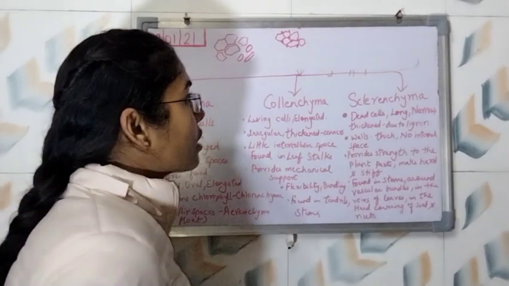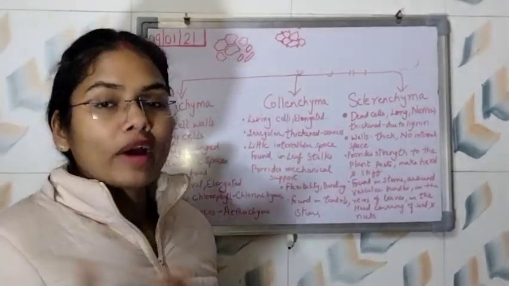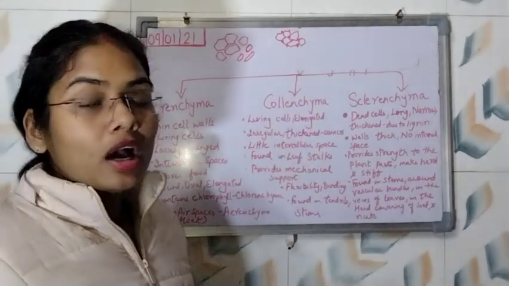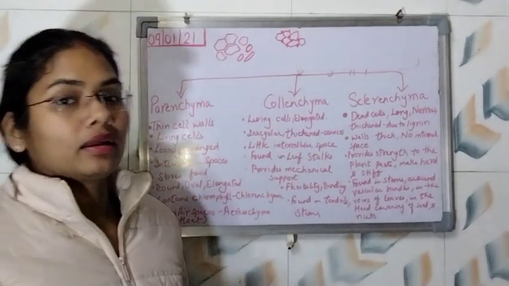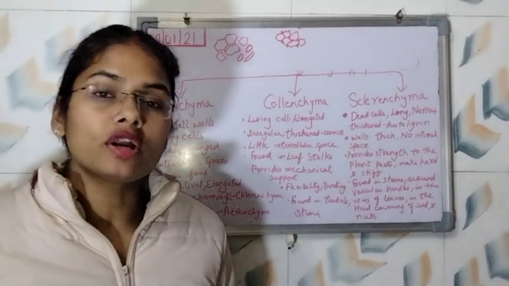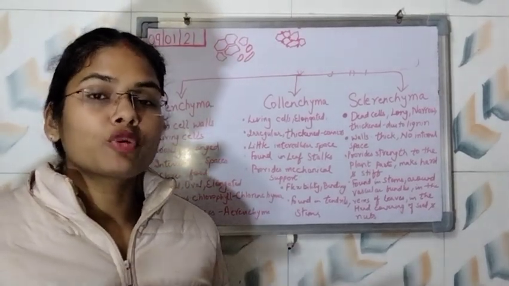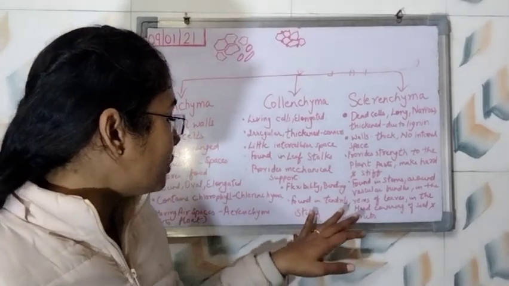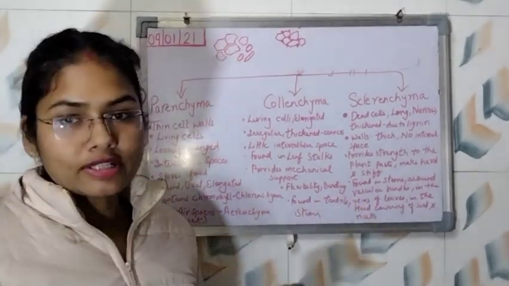In leaf stalks. And what does it provide? It provides mechanical support to the plants, right? And also helps in the bending of the tendrils or stems, right? It provides flexibility to the stems or tendrils. So these are found in tendrils and stems.